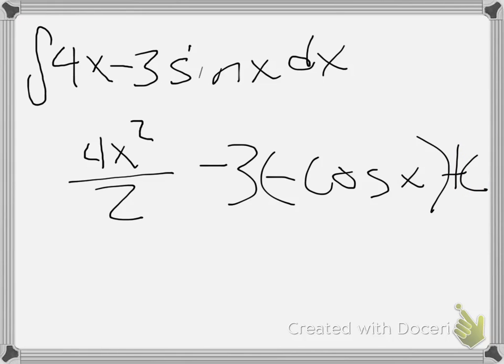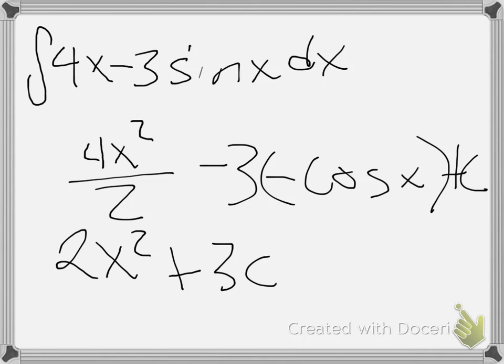Now let us simplify our answer to make it more neat. 4 divided by 2 would be 1/2. Excuse me, not 1/2. Sorry. Don't know what's wrong with my brain sometimes. 2x squared plus 3 cosine of x plus c.